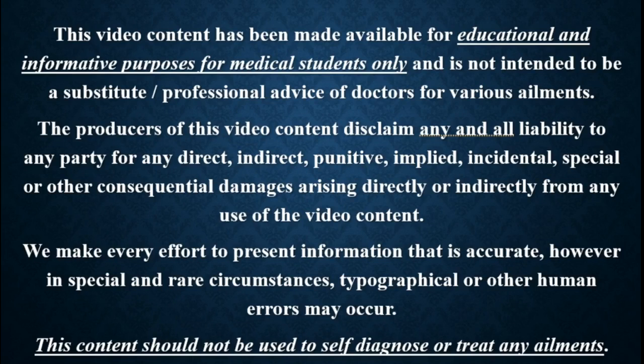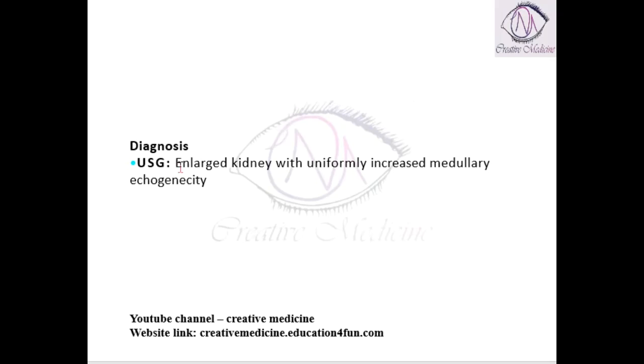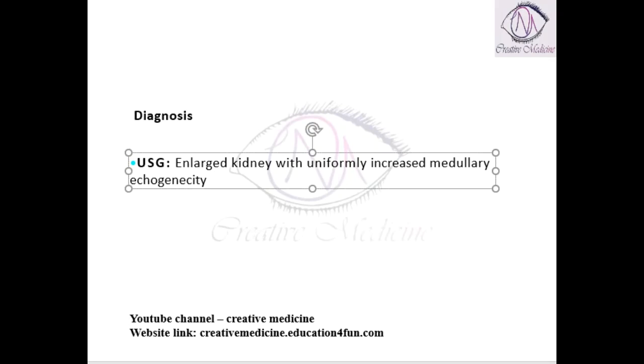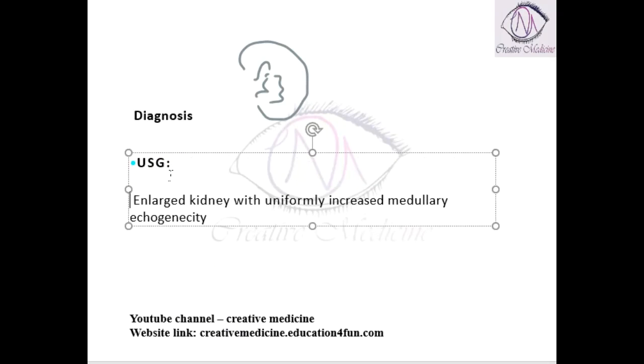In this lecture, we will learn about the diagnosis of polycystic kidney disease. Polycystic kidney disease is mainly diagnosed on ultrasonography. On ultrasonography, you will see that the kidney is enlarged and medullary echogenicity is increased in polycystic kidney disease, mainly because of the presence of the cysts.